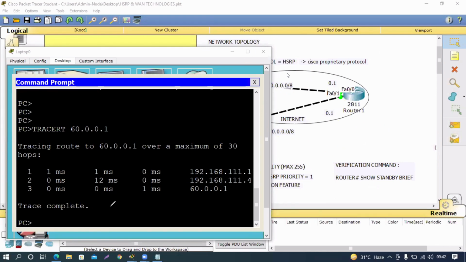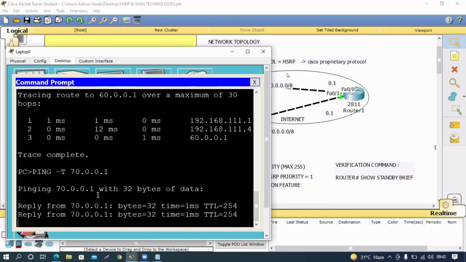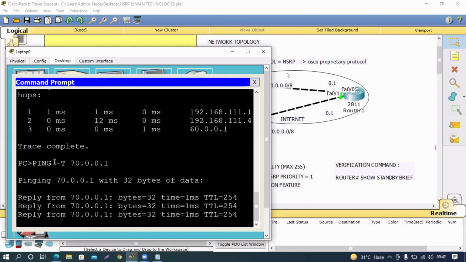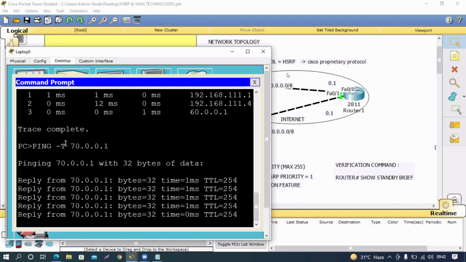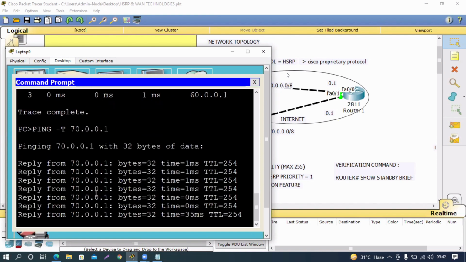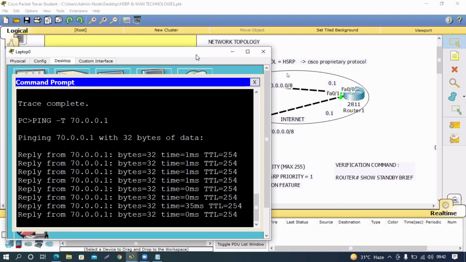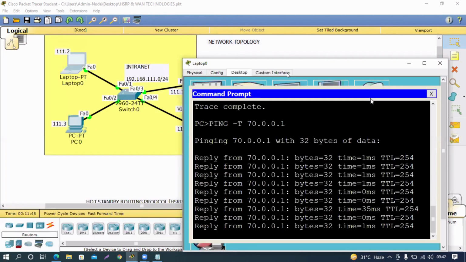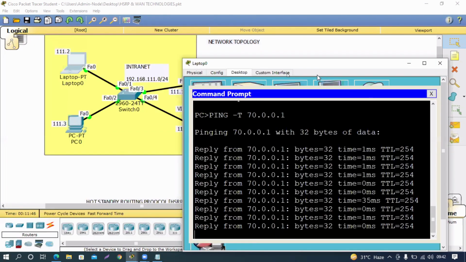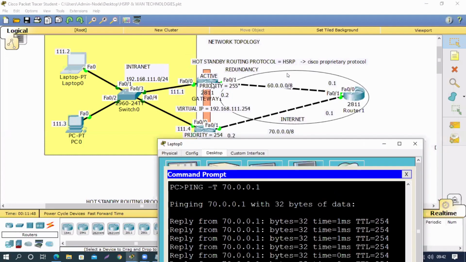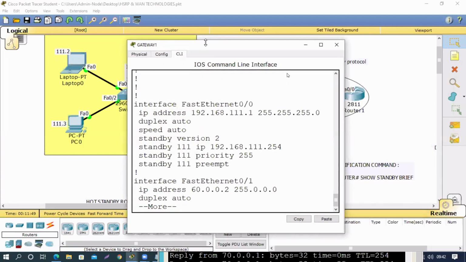Okay, let's do a ping. And this time I'm sending an unlimited number of pings. Can you see this unlimited ping you can do? Use the -t option. So you are sending ping to the 70.0.0.1, and let's go to the active router.